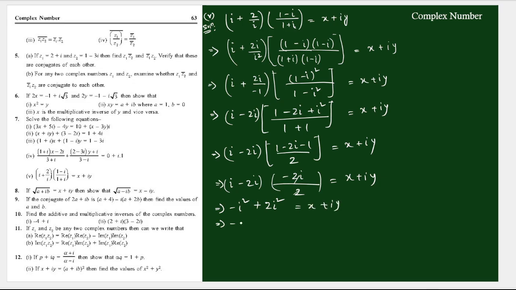So my i square is how much? Minus 1. Then 2i square will be how much? Minus 1. So this is your plus 1 minus 2, right? So this is how much? Minus 1 equal to x plus iy. Then here we don't have imaginary, तो हमको imaginary लाना पड़ेगा. i imaginary is 0.